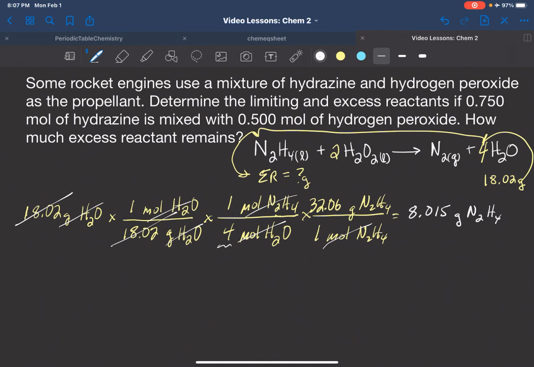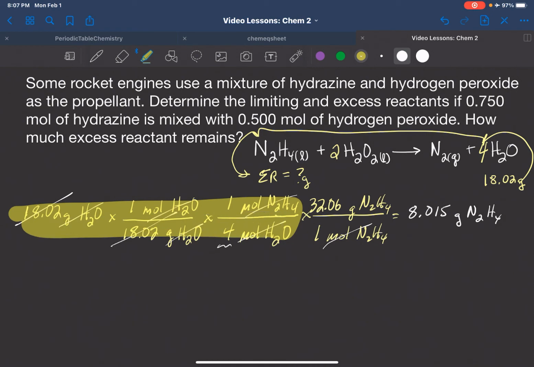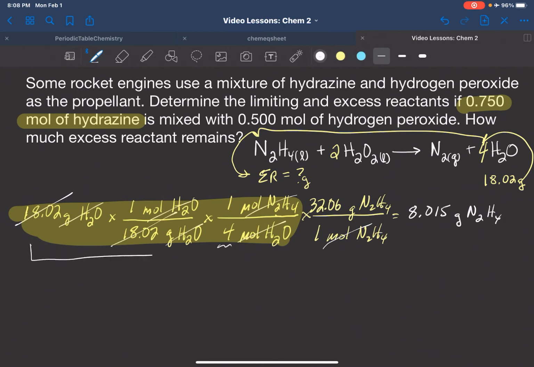So now we could have stopped right here and just evaluated it this way, knowing that we have moles of hydrazine already given in the problem. Right here, we're told that 0.75 moles of hydrazine is initially added into this problem, right? So we can come back to this, and if we think about it just for a moment, if we were to evaluate this part of the equation right here, well, that canceled that out. So we basically have 1 over 4. Well, that's 0.25, all right?